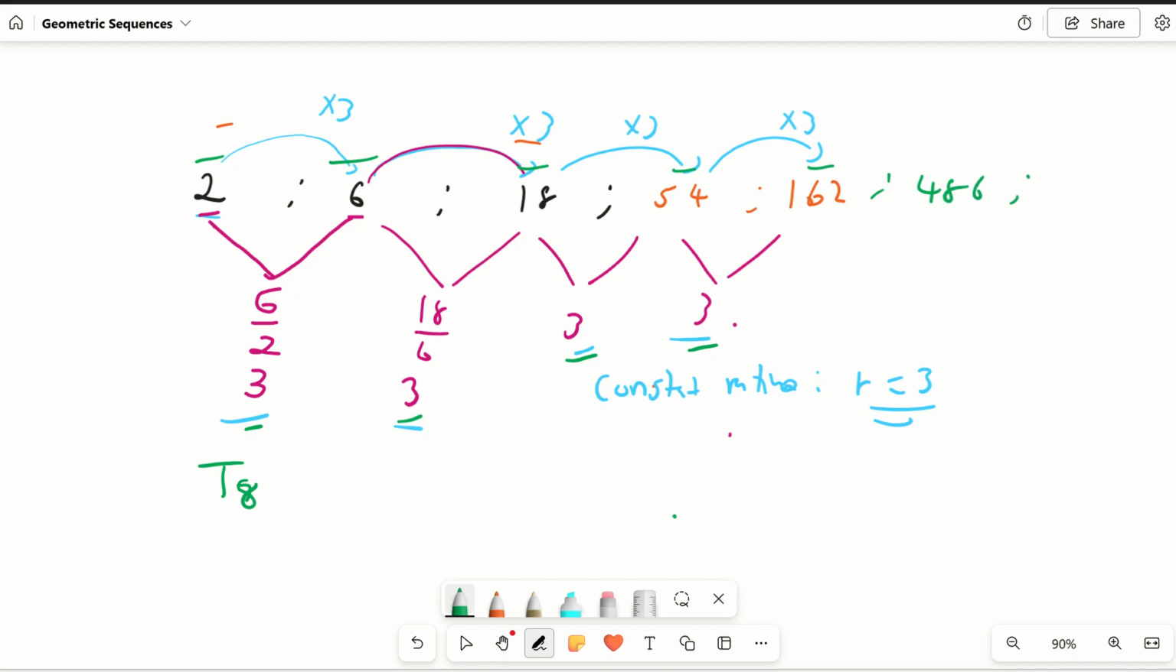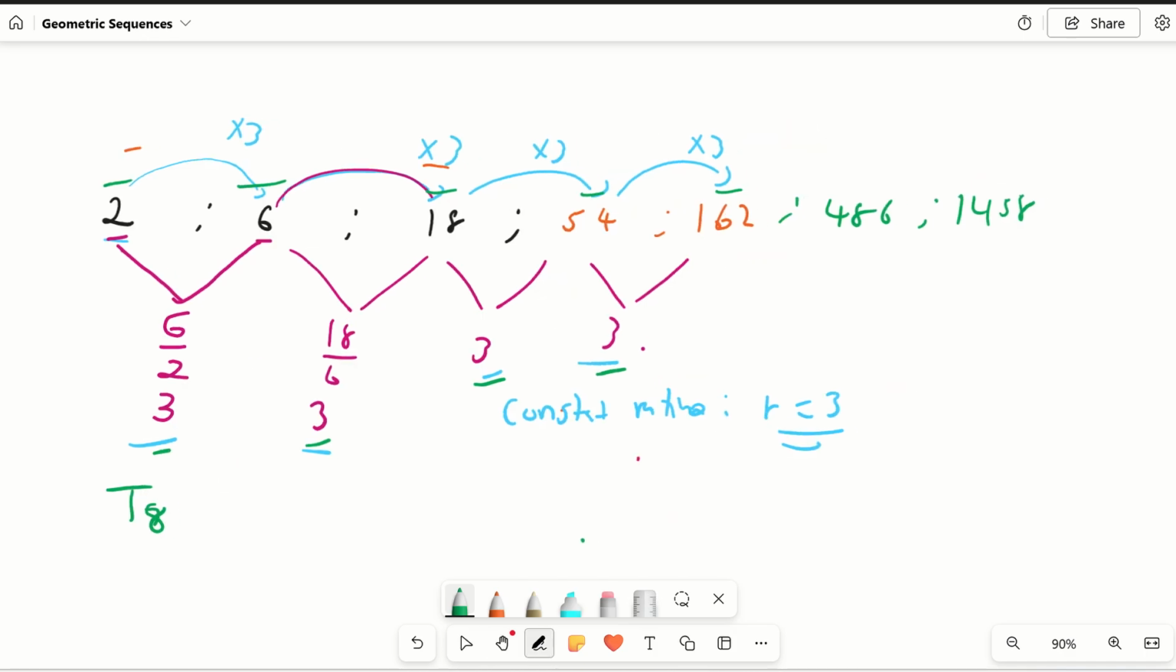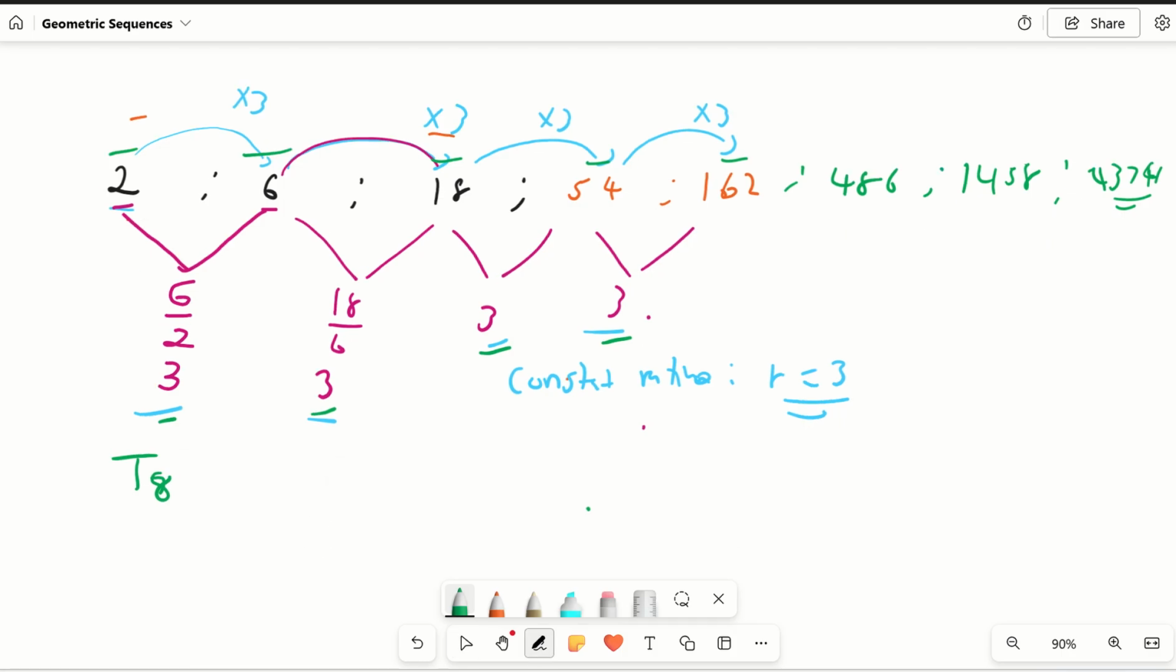T7 will be 486 times 3. That is 1458. T8 will therefore be 1458 times 3, which gives you 4374. Okay, sharp. Now, there is a shortcut, as you can imagine, to find T8, right?